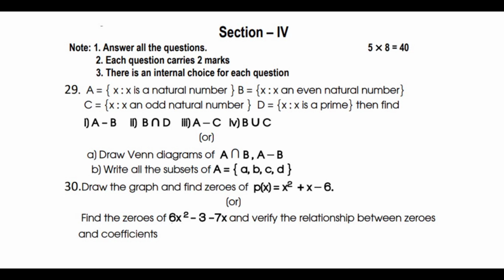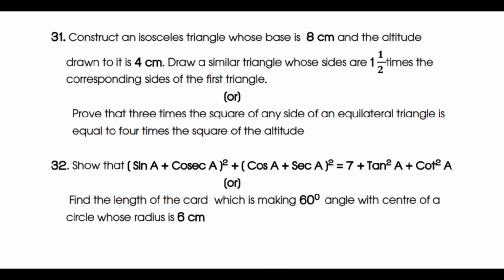The next question, number 30, is x square plus x minus 6. This is the graph, and you know how to draw it. In the same section they give one more choice question, 6x square minus 3 minus 7x. This model is very important. After factorization you should find the zeros of the polynomial, taking the zeros as alpha and beta. We should find the sum and product of the zeros and their relation: alpha plus beta equals minus b by a, alpha into beta equals c by a. So we should do this model.